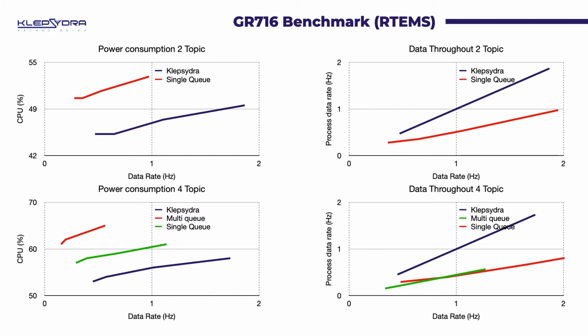Again, left column, consuming power, Klepsydra, blue line on the bottom side, so quite power saving. Left column, data throughput, Klepsydra on the top, blue line, linear, so producing and consuming data at the same rate that the data is arriving. Forget about undershoot in this case. This is quite linear and growing with the processing power of the computer.